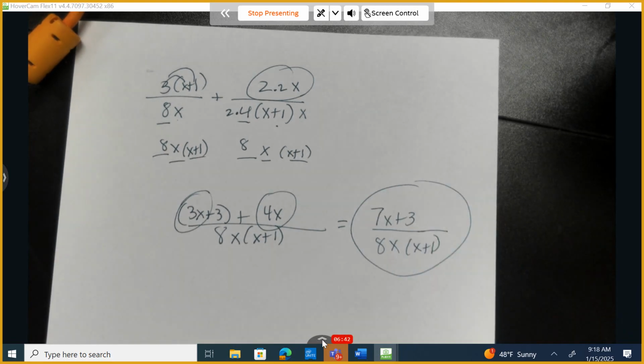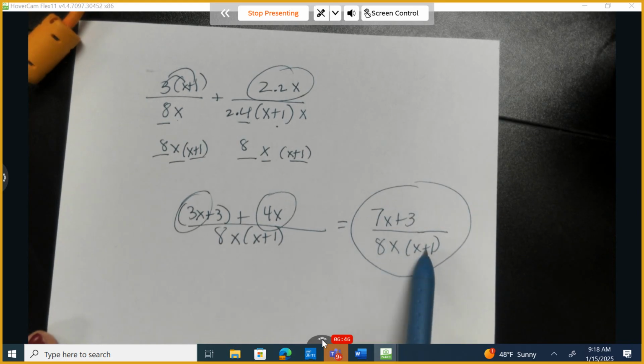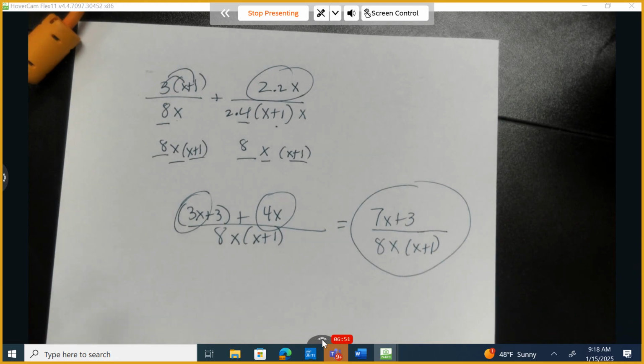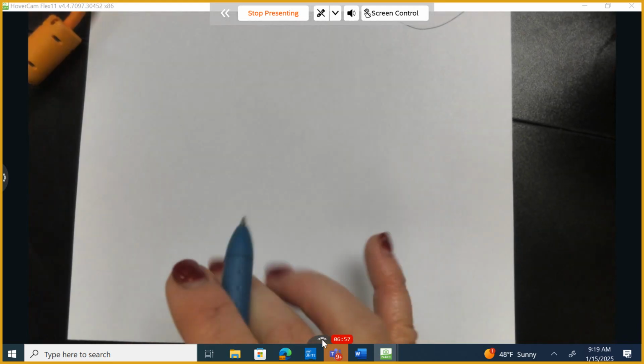And you may be saying, well, can't you just cancel out an x? Can't I just go like this? I can't do that. Notice how these are being multiplied? These are not being multiplied. So I can't just say 1 for 1. I cannot do that. So I can't factor anything else out. I'm in complete simplified mode. Let's do one more problem.